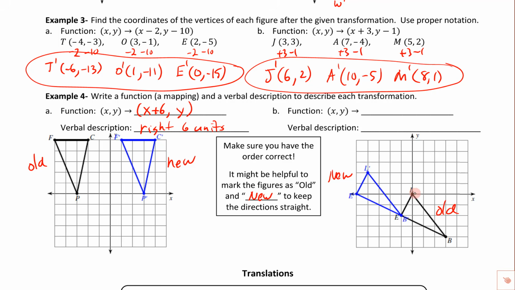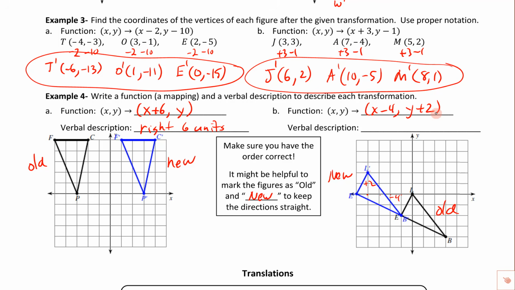Let's think about what's going on here. If I were to pick L and L prime, I'd start here and I'd have to go back 1, 2, 3, 4. So I change the x coordinate by subtracting 4. And then I change the y coordinate by going up 2, so that would be plus 2. So we're going to take the old x coordinate and subtract 4, and we're going to take the old y coordinate and add 2 to it.